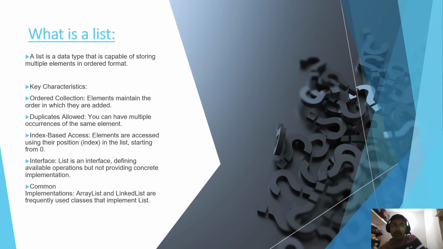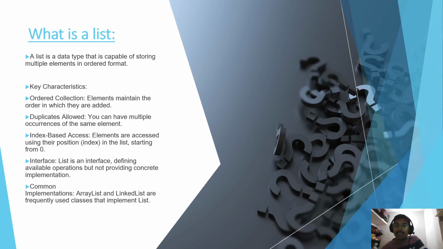Now another thing is what I told you, that it is an ordered collection, right? So we access the element based on what? Indexes, right? So another characteristic is index based access. Elements are accessed using their positions in the list, which we call index, and it starts from 0. Remember, if the length of the list is 10, then the indexes are from 0 to 9. The first element index is 0 and the last element index is 9. That is how it works. We don't have to start from 1 or else we'll miss the first element, right?